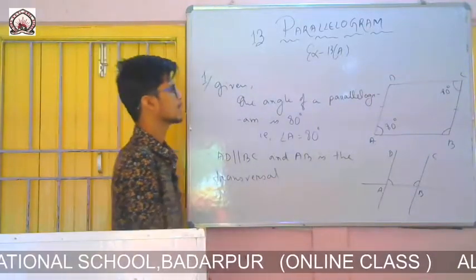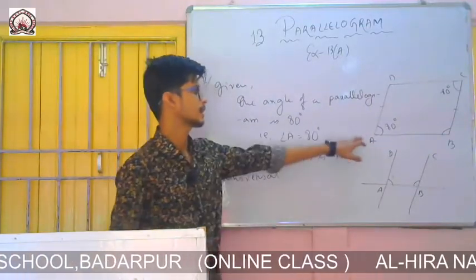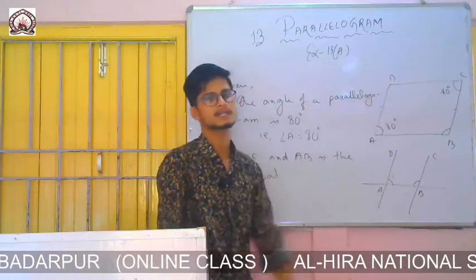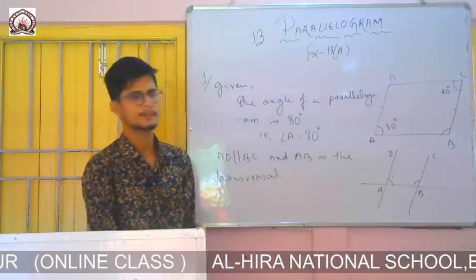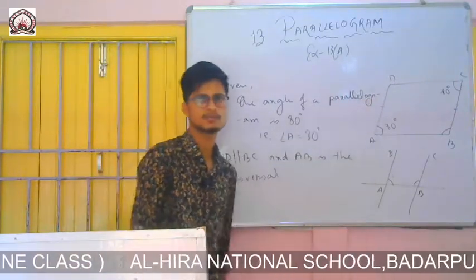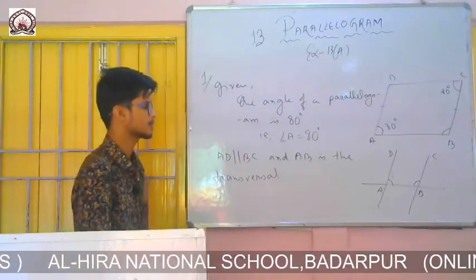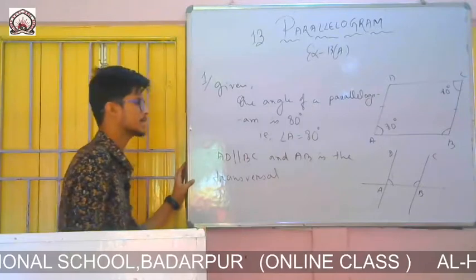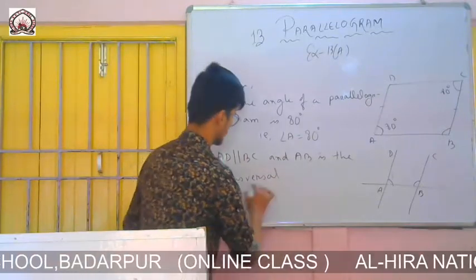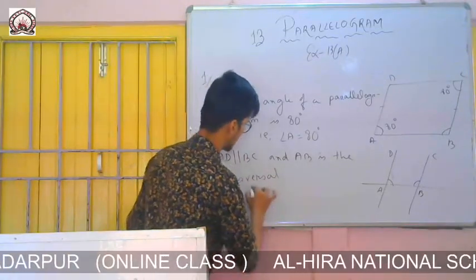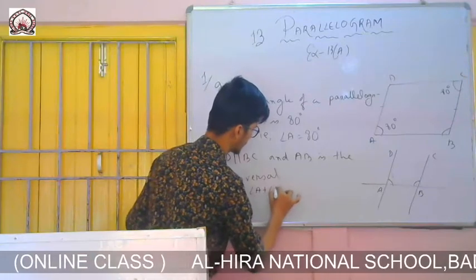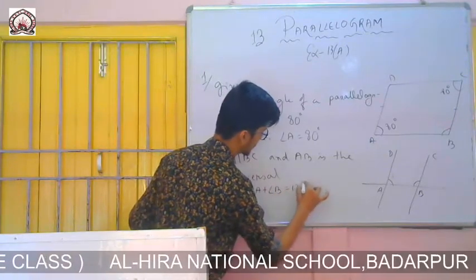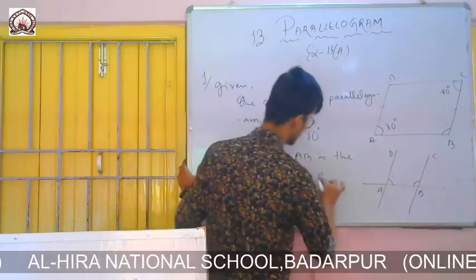Another way you can do that: adjacent angles of a parallelogram are supplementary, so angle A plus angle D equals 180 degrees, and angle A plus angle B equals 180 degrees. Or you can use this one. Since AD is parallel to BC and AB is the transversal, therefore angle A plus angle B equals 180 degrees, and the reason will be co-interior angles.